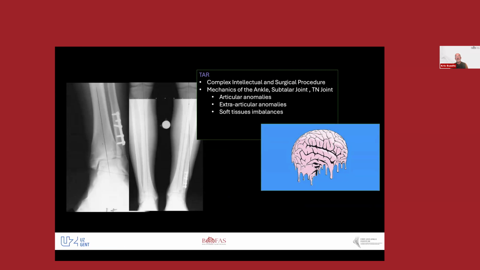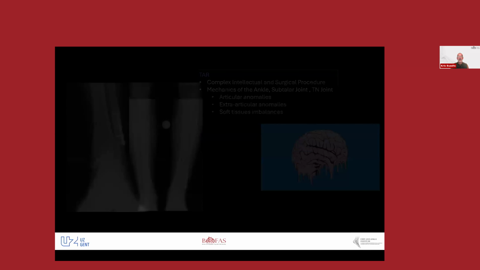It can be a complex intra-articular and extra-articular procedure where you have to take into account not only the lower limb mechanical axis, but also the mechanics of the subtalar joint and the talonavicular joint, where you can encounter articular anomalies extra-articularly, but also intra-articularly, and sometimes soft tissue imbalance. And also taking into account that the deformity is not always at the level of the ankle joint, but there's also the knee and the hip that are above, more proximal from the ankle joint.